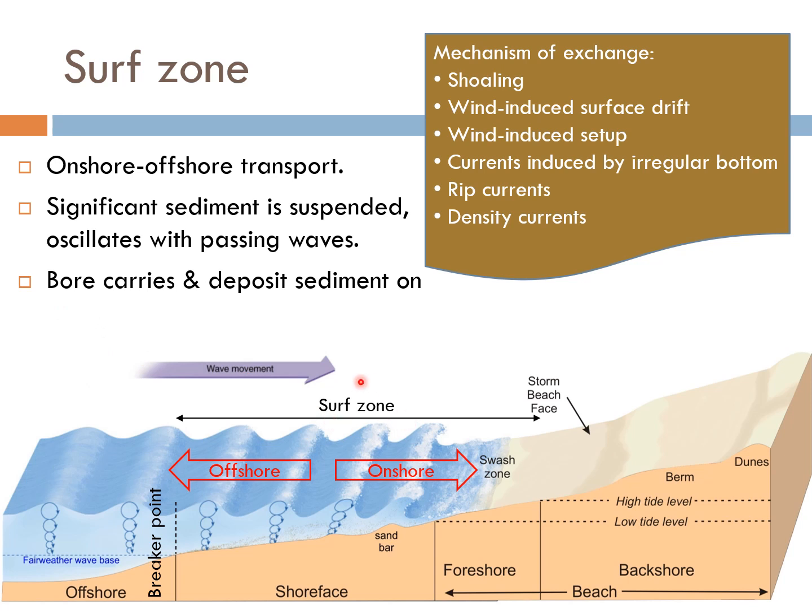The surf zone is basically defined as the zone which comprises the shore face and also the foreshore, where the waves are active. And this is the region where there is significant onshore-offshore transport, which may be attributed to the effect of shoaling, wind-induced surface drift, wind-induced setup, current induced by irregular bottom, rip current, and density current.